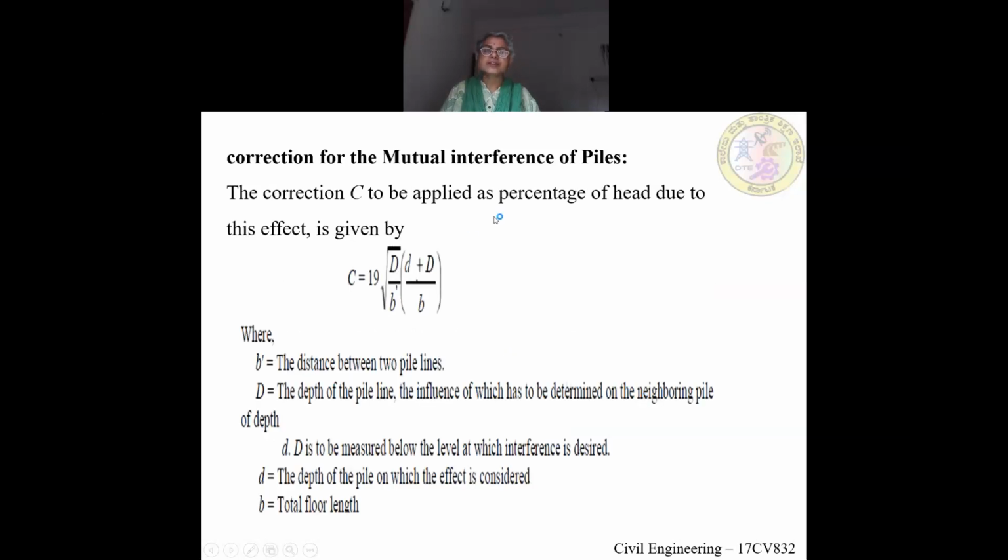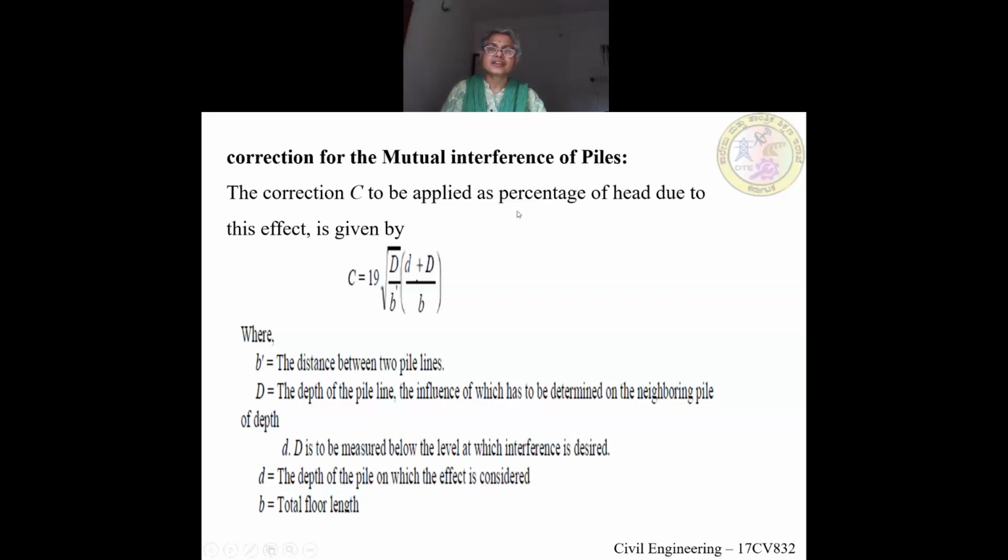That is given by this formula. The answer you get is directly in terms of percentage of head, so that you can add or subtract. There are two values, plus and minus. I will tell you when to use the positive sign and when to use the negative sign.